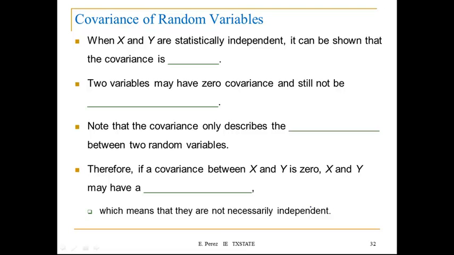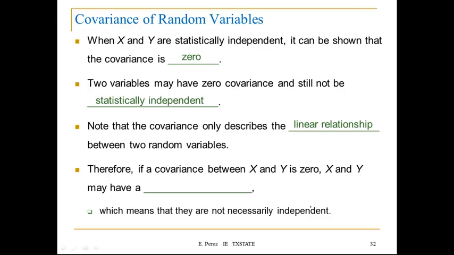When x and y are statistically independent, it can be shown that the covariance is 0. Two variables may have 0 covariance, but still not be statistically independent, so the opposite does not apply. So if you show that both of them, x and y, are statistically independent, then you can also show that the covariance is 0. But if the covariance is 0, it does not necessarily mean that the two variables are independent.